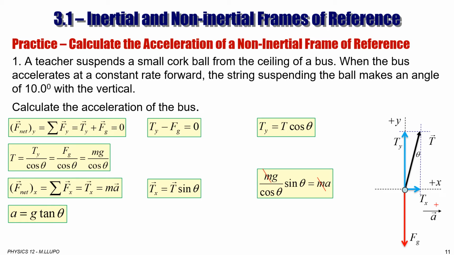Now we know g is 9.8, and we can calculate tan theta, and now we can calculate the acceleration of the bus just by being inside of the bus without stepping outside, being inside of the non-inertial frame of reference. Just by looking at the angle of that bending string that is holding a cork, you can calculate the acceleration of the non-inertial frame of reference, which is an accelerated bus.